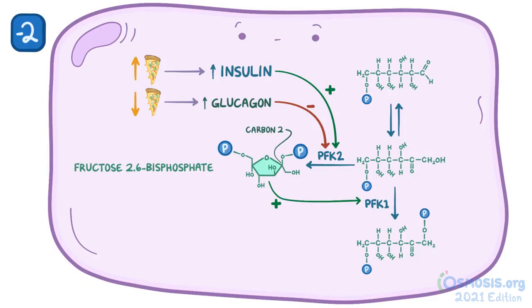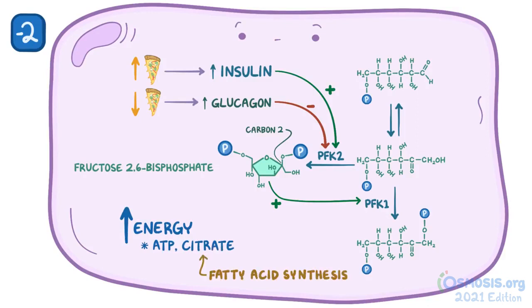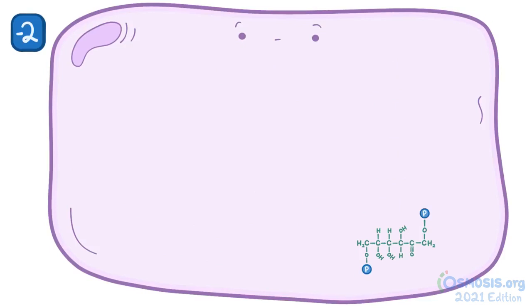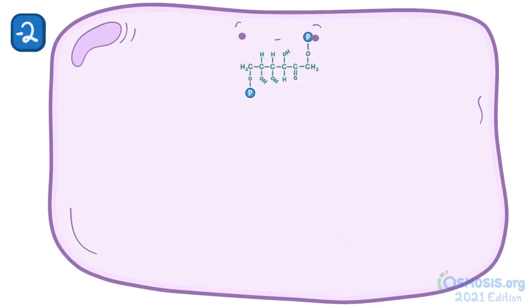PFK1 is also inhibited in other ways. For example, when cells are in high energy states, there's a ton of ATP floating around as well as citrate, because that's a byproduct of fatty acid synthesis. Both ATP and citrate inhibit PFK1, because the cells have lots of energy and don't need to generate even more. Now, when cells do need energy, PFK1 becomes very active in generating fructose 1,6-bisphosphate.